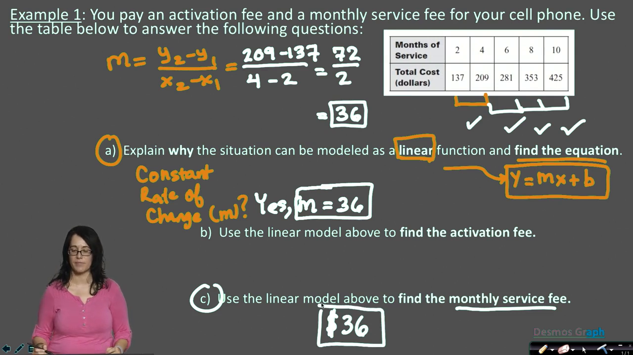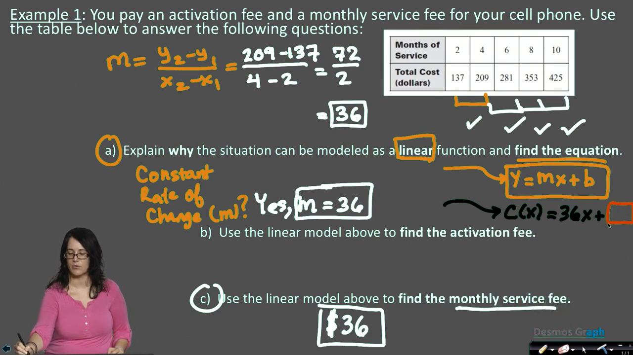So that's found. But the next question is, if you wanted to answer the question about what is the whole model, you now know that your cost, you can maybe use C of x for cost, that's your output, equals 36x plus something. What is the something? Well, wouldn't that be the initial amount that you would have spent, your y-intercept? So that's also known as your activation fee.